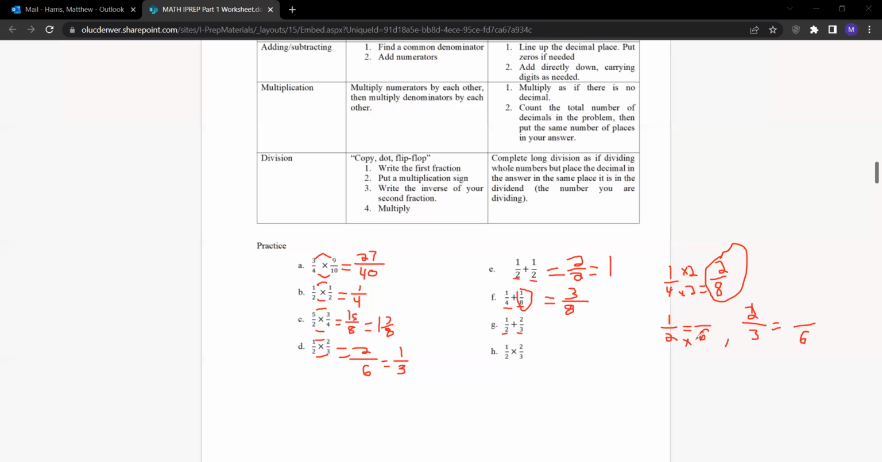So this is times 3, so times 3 up here, 3/6. This is times 2, so times 2 up here, 4. So now we have 3/6 plus 4/6. It's going to be 7/6, or 1 and 1/6. And now we go back to multiplication on this last one. 1/2 times 2/3. Again, 1 times 2 is 2, 2 times 3 is 6. That equals 1/3.